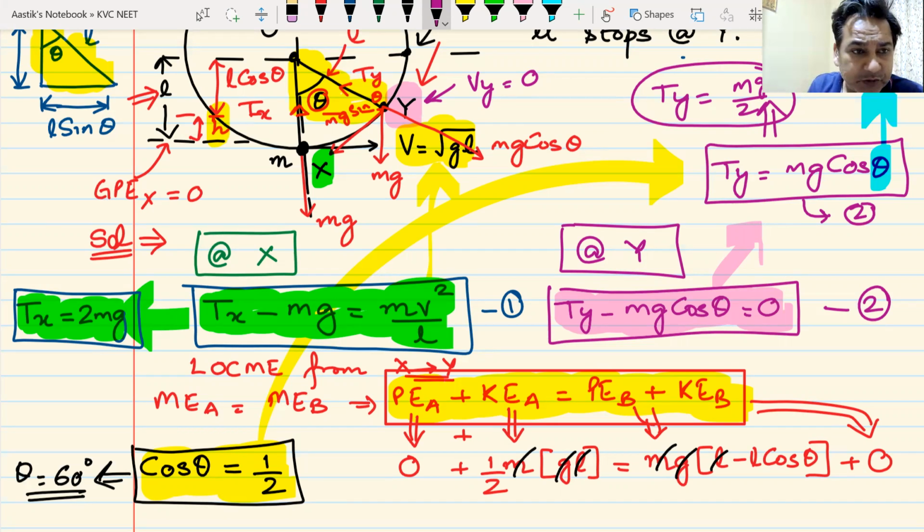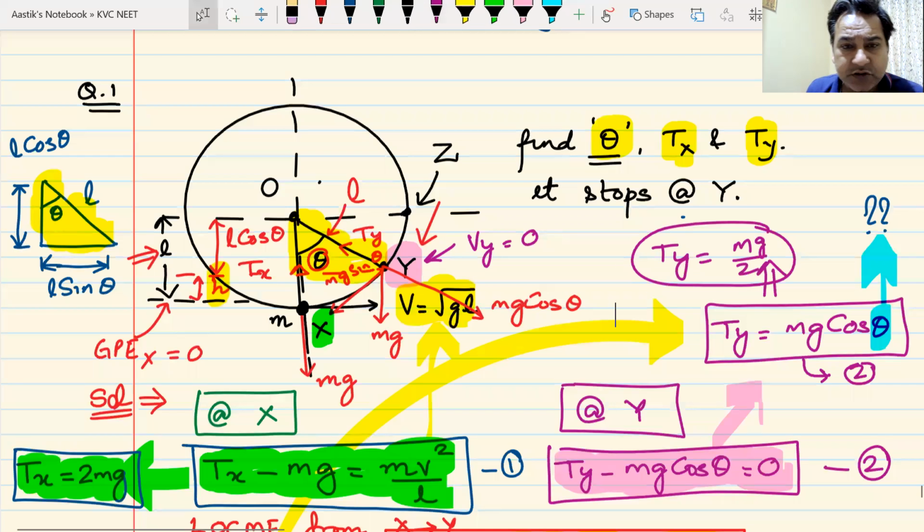What was the question? The question was, we had given a velocity equal to root of GL at the lowest point X. Since the velocity is less than root of 2GL, it will not reach the point Z, the diameter wala point. It will stop somewhere in between. We had to find out that angle, and we had to find out the tension at points X and Y. How did we proceed on doing this question?